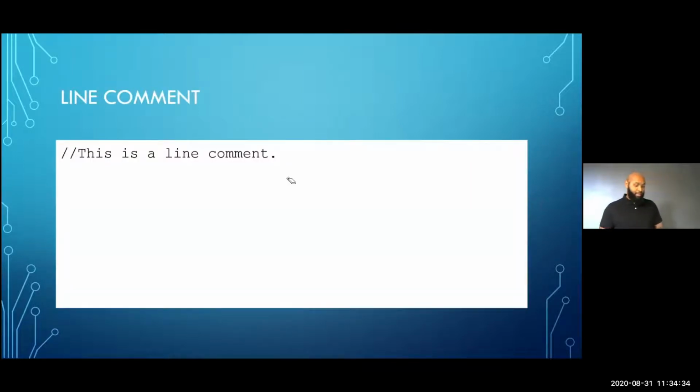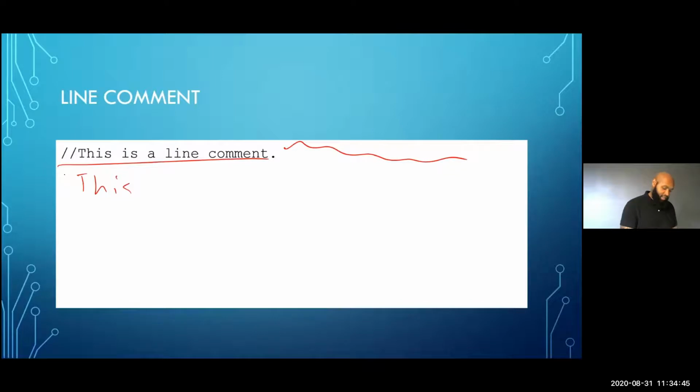And here's an example of a line comment. It's just one line. This is a line comment. Very simple. I can write other things here, but once I start writing here, it's no longer a comment unless I put those forward slashes.